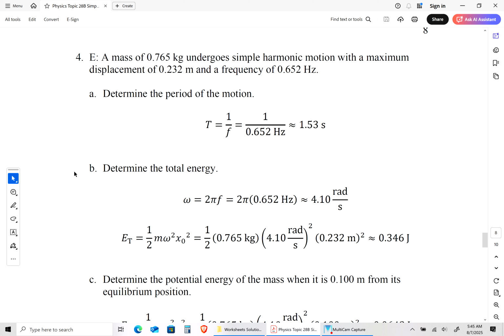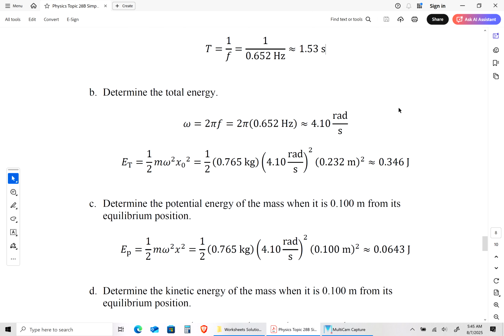Question 4. A mass of 0.765 kilograms undergoes simple harmonic motion with a maximum displacement of 0.232 meters and a frequency of 0.652 hertz. Part A. Determine the period of the motion. Okay, we got this. Part B. Determine the total energy.